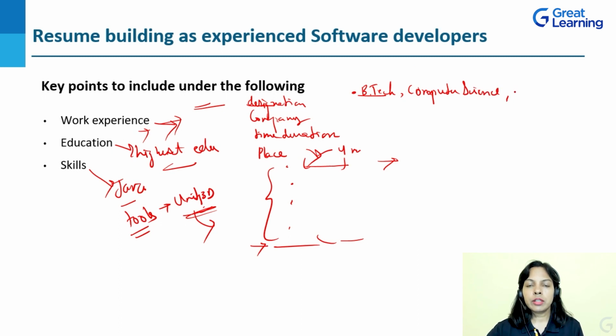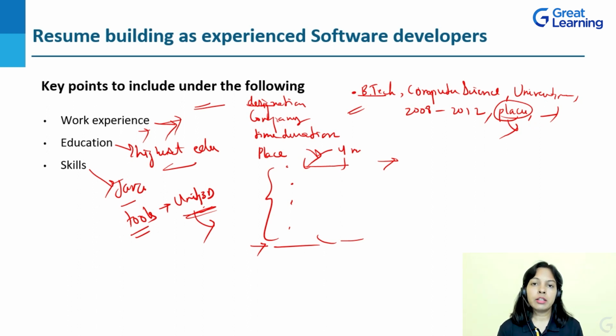After that you can mention the university name first, and then the year, suppose 2008 to 12, and then the place where it was. Or the place is actually optional, you can skip this. And then you can mention your CGPA if it is a good CGPA. So only higher education is enough, because you have other things to add in your resume, right? Other education like your 10th and 12th is less relevant compared to your experience, which you have to show in the resume.